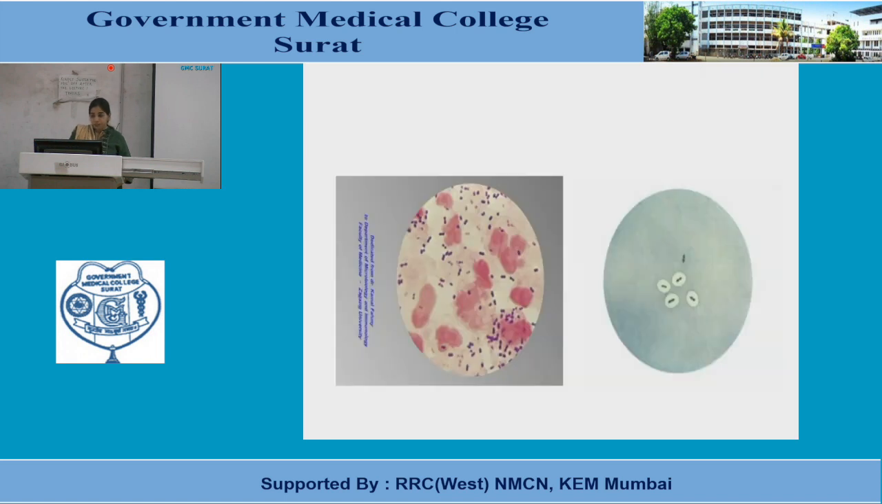So this is the picture. It's a diplococci arranged in a lanceolate or flame shape. Over here, Indian ink preparation, a clear halo around the cocci.